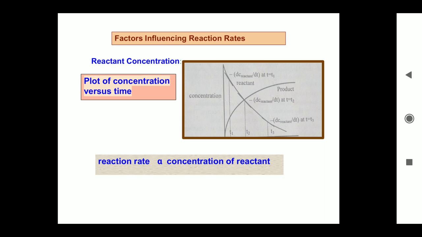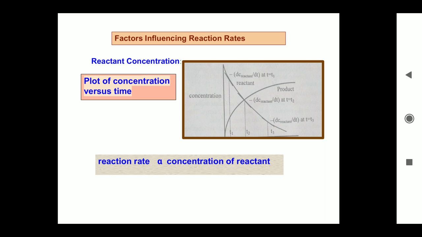Now see the factors influencing the reaction rates. First, the reactant concentration. Generally, the reaction rate is directly proportional to the concentration of the reactant. Means reaction rate totally depends upon the concentration of the reactant. The higher the concentration of the reactant, the greater the reaction rate.